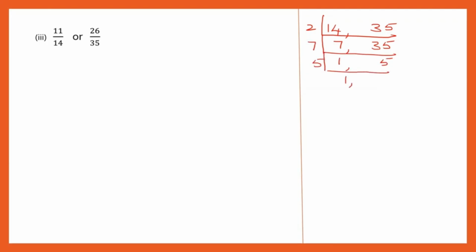5 ones are 5. I bring down the 1. My LCM is 2 into 5 into 7. 2 fives are 10. 10 sevens are 70. The LCM is 70. So let's use this as the common denominator for both. So my question is 11 by 14 and 26 by 35. So now my denominators have become 70.